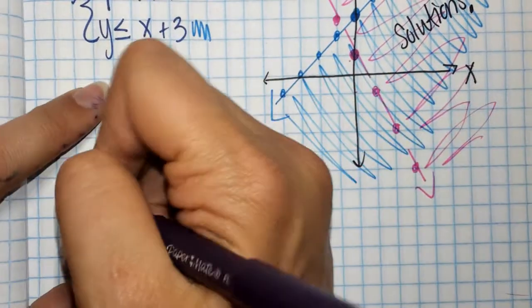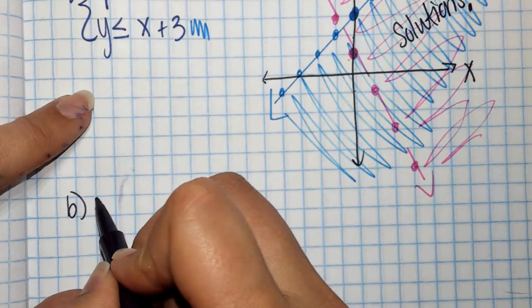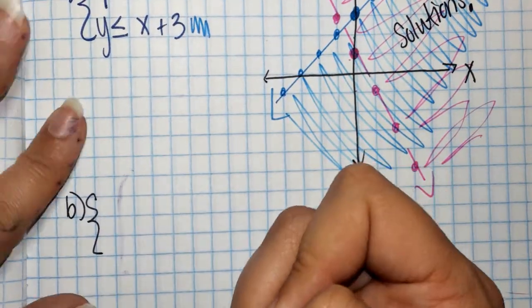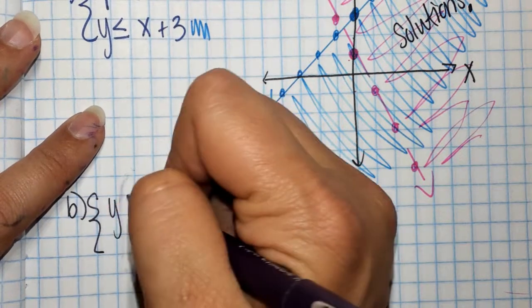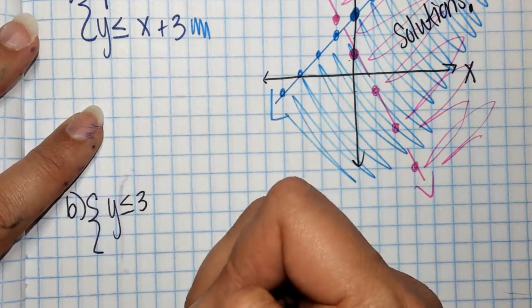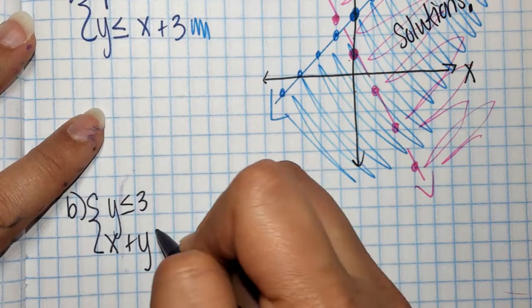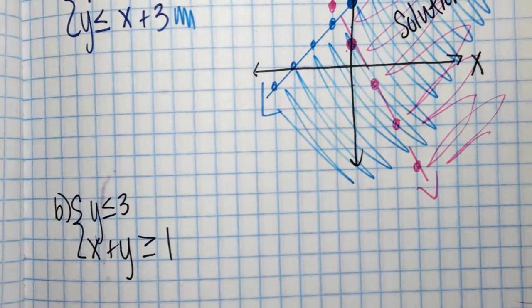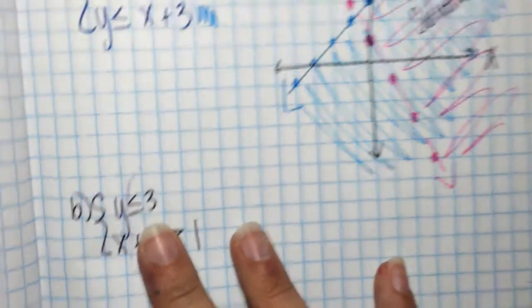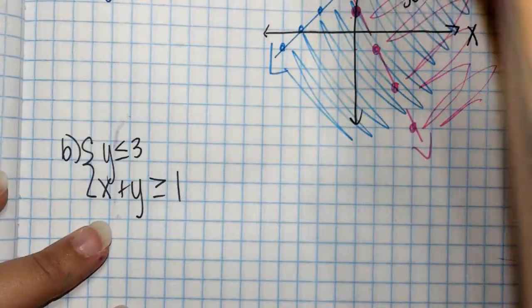B. Our system is going to say y is less than or equal to 3 and x plus y is greater than or equal to 1. Man, oh man, what did I do? Is this anything we can't handle?